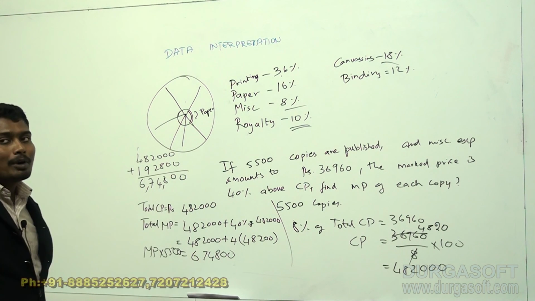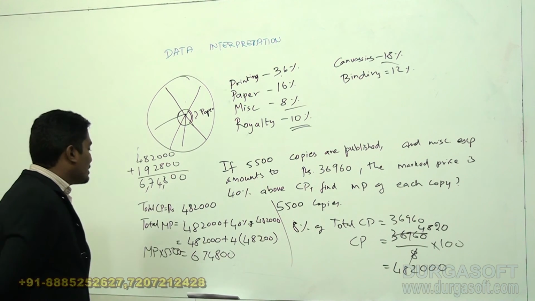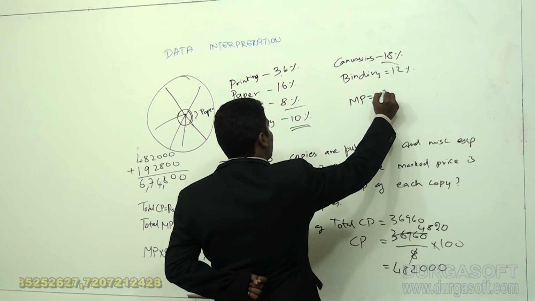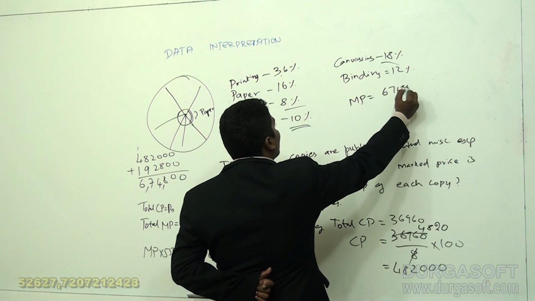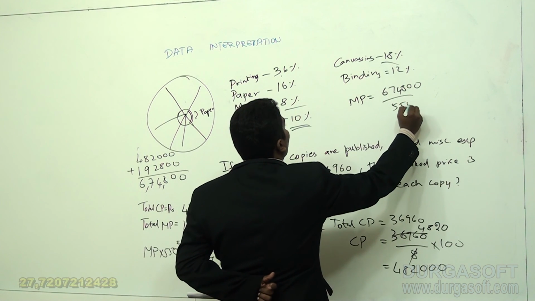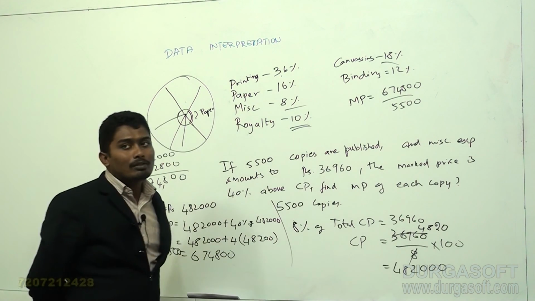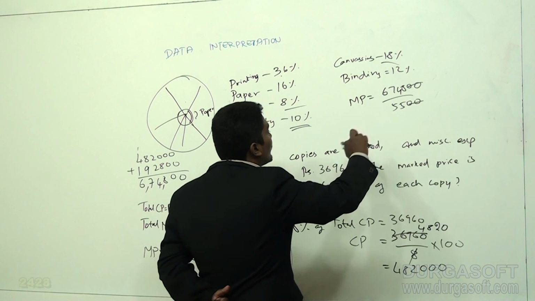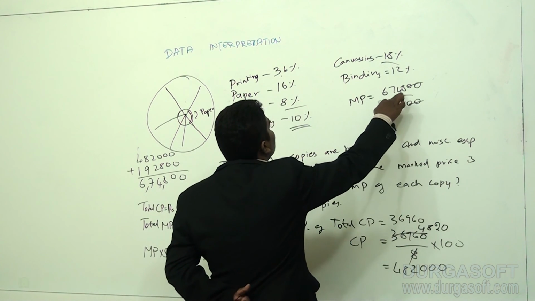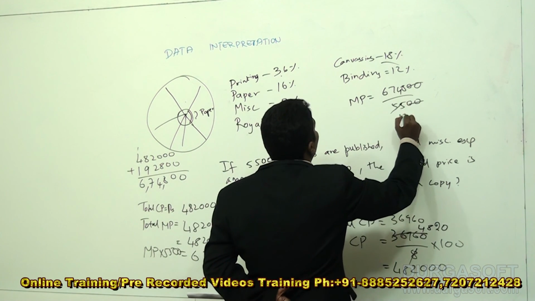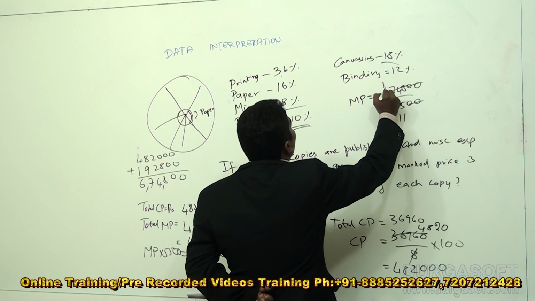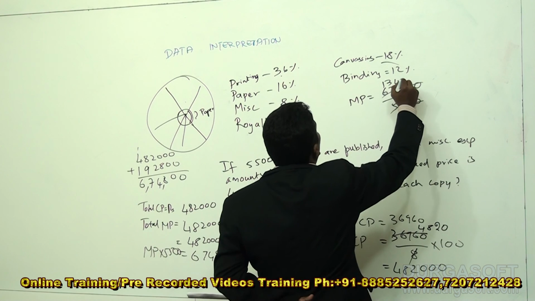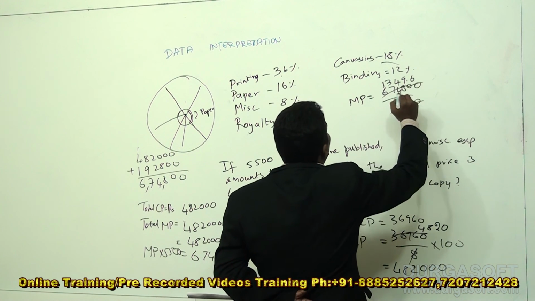Now I will need to find the marked price of one book. So marked price of one book will be equal to 6,46,800 divided by 5,500. The zeros I will cancel. Again I will have to divide this 6468 by 5. So 5th table 1 time 5, 3 times 15, 24, 4 times 20, 48, 1293.6 times.